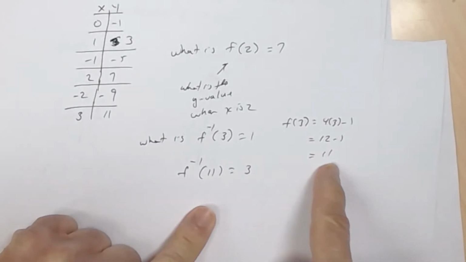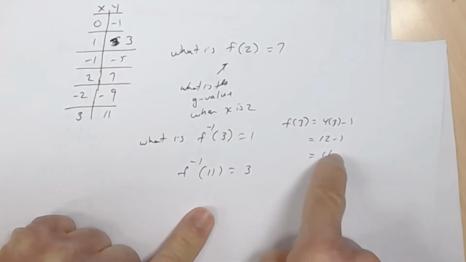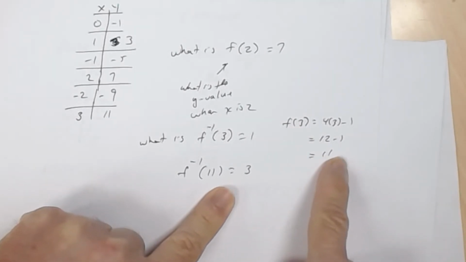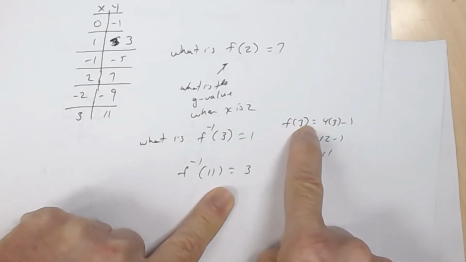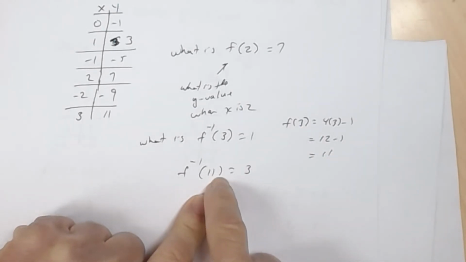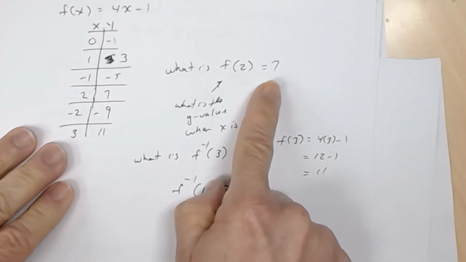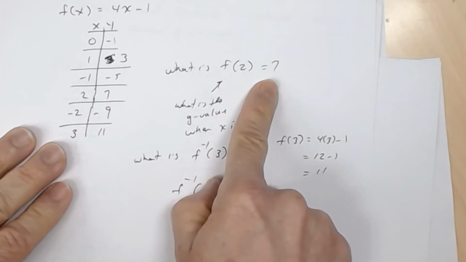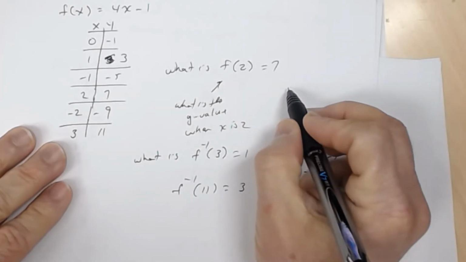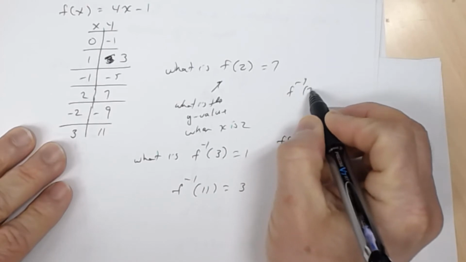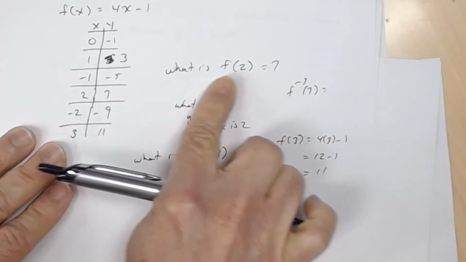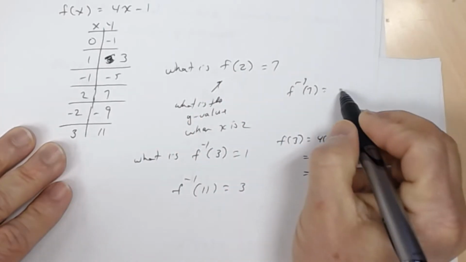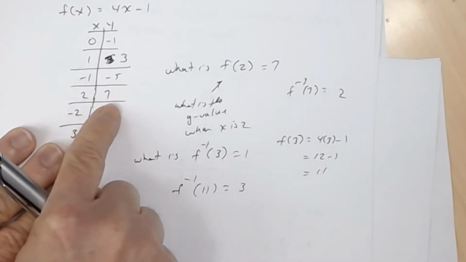The inverse undoes what just happened. So the inverse takes 11 and brings it back to what? 3. That's what's happening. That's what we just found. So here f of 2 is 7, right? So what if I wanted to find f inverse of 7? So the inverse brings it back. So what would be f inverse of 7? It will be 2.